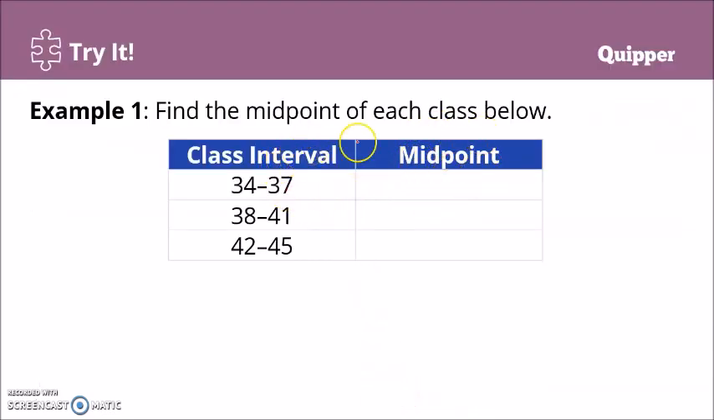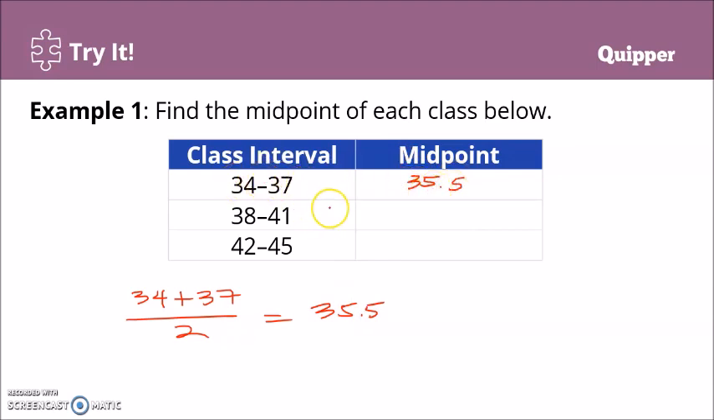Let's try this. Let's find the midpoint of each class below. So we have your class 34 to 37. So i-add lang natin yan. So that's 34 sa scratch paper plus 37 divided by 2. Okay? You may use your calculators, para mas mabilis tayo. So 34 plus 37 equals 71. I-divide lang yan sa 2. That's 35.5. Okay, meaning ang gitna daw nito ay 35.5.